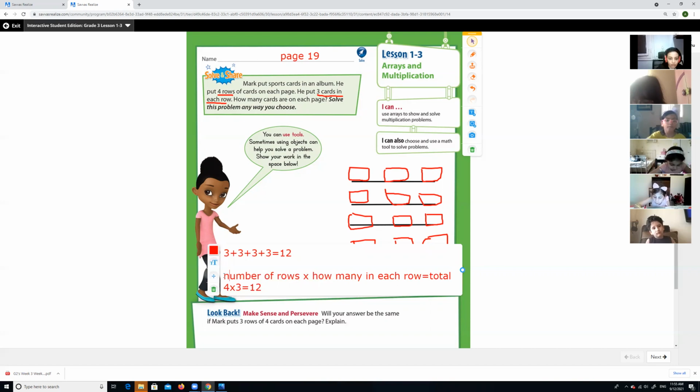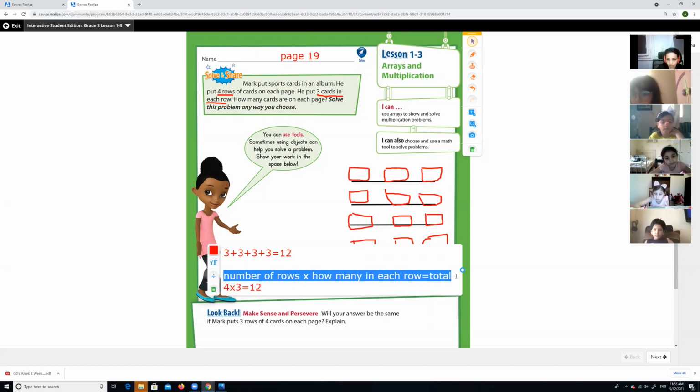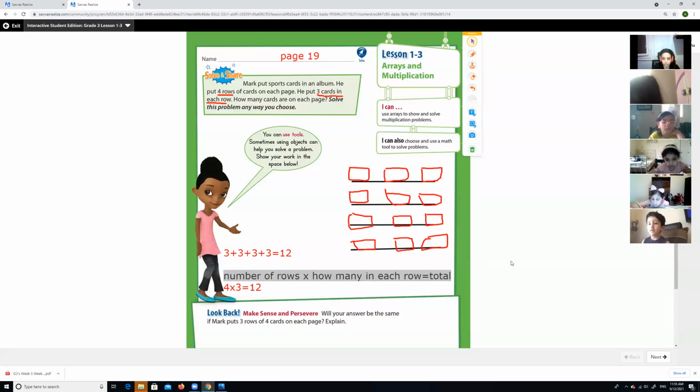So I want you to highlight this rule. Write it and highlight it. For arrays, how to write multiplication? Number of rows first. The first factor is the number of rows times how many in each row. All of you write the rule and the equation and make the drawing. Asil, I have a last question.